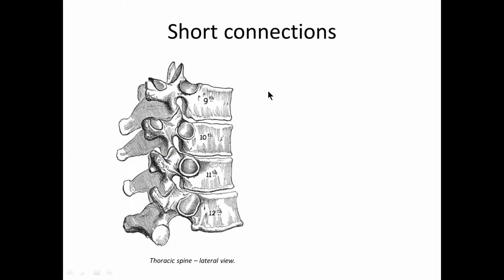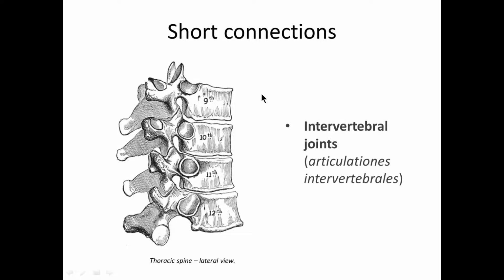Now we will go to short connections. In this figure, I would like to show intervertebral joints, a place of connection of articular processes. In the spine, there are 23 pairs of such joints because the atlas and axis have more sophisticated connections.